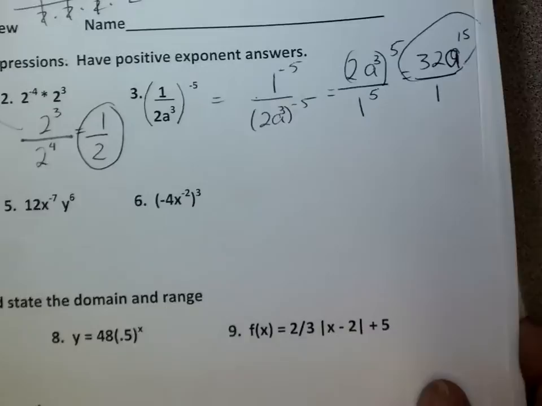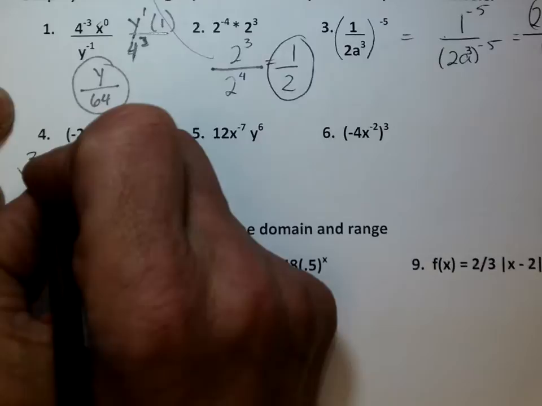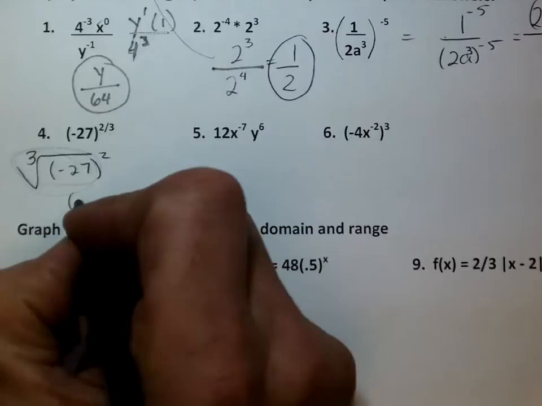This is a cube root. Okay. To the 2/3 power means cube root of negative 27 squared. Okay. That's going to give me a 9, is totally right. This gives me a negative 3 squared, which is 9.